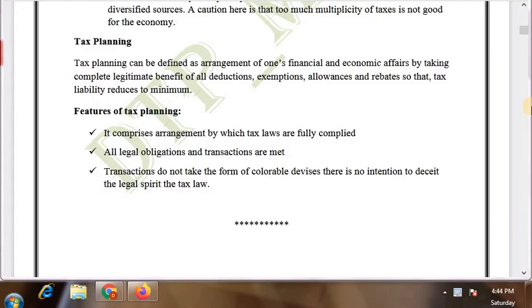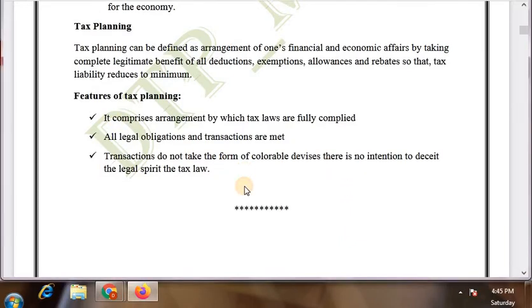So what are the features of it? It comprises arrangements by which tax laws are fully complied with. Second feature, all legal obligations and transactions are met. Transactions do not take the form of collateral devices. There is no intention to defeat the spirit of the tax law. So these are the features of tax planning. We have to plan the tax to reduce it to minimum, but still we have to fulfill all the laws, and all the transactions, all the things should be lawful. This is all about features.